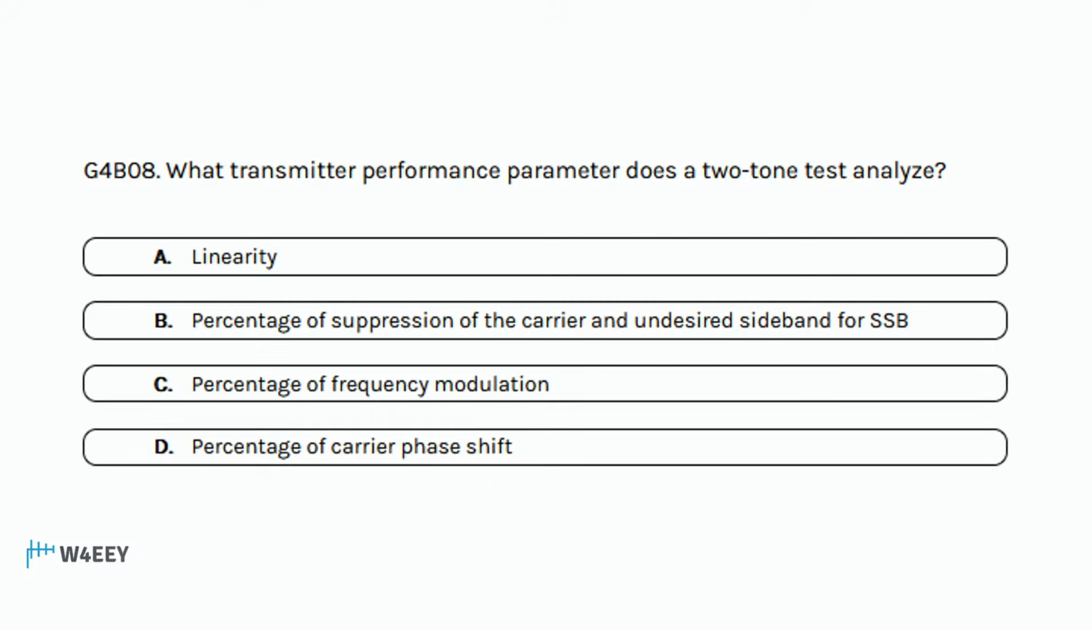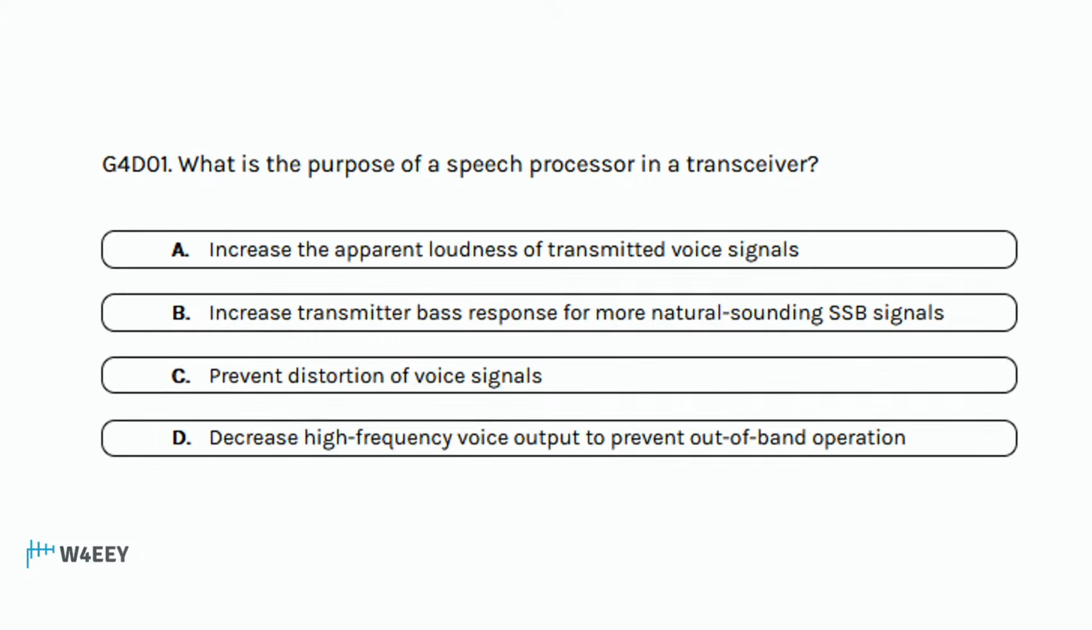All right, what transmitter performance parameter does a two-tone test analyze? Alpha. They're called linear amplifiers, and we're testing the amplifier's linearity using the two-tone test. And what is the purpose of a speech processor in a transceiver?